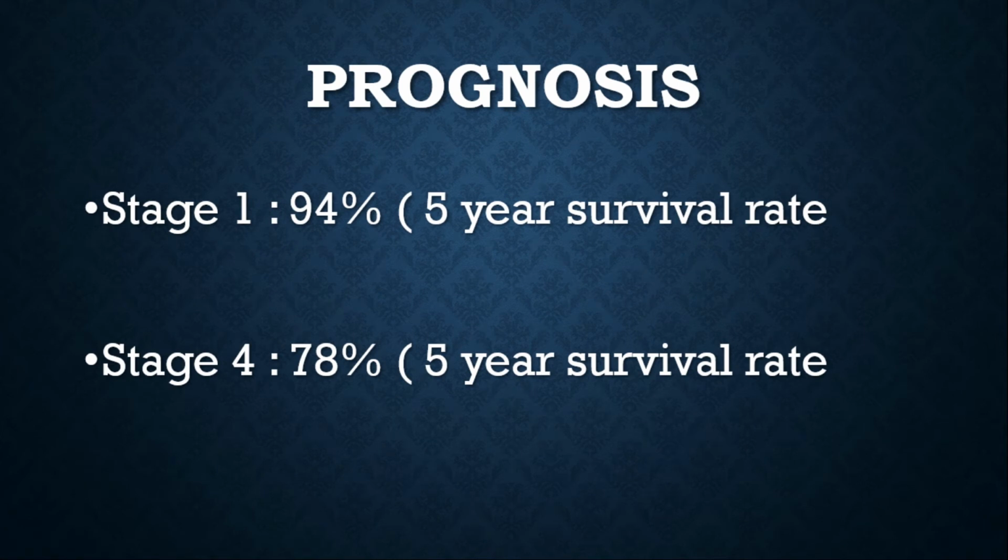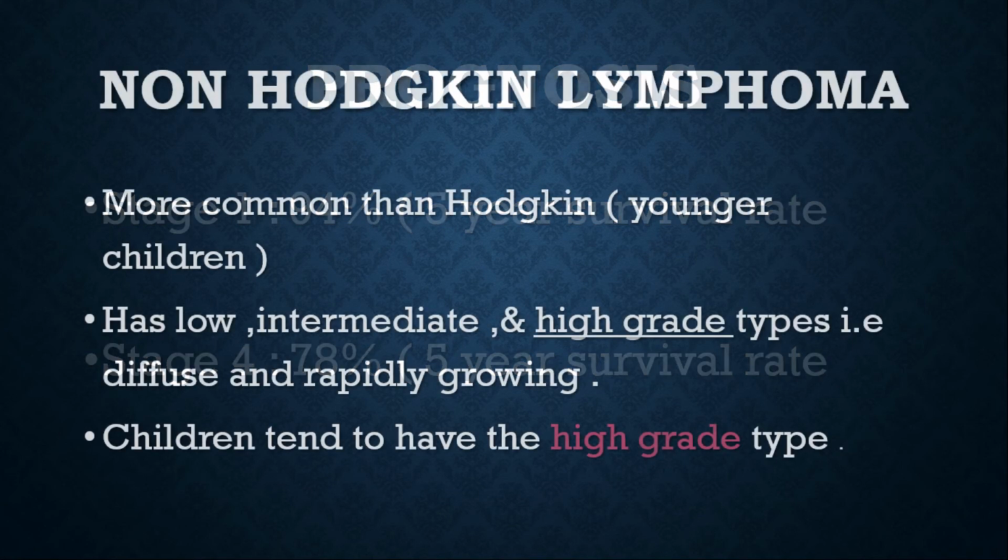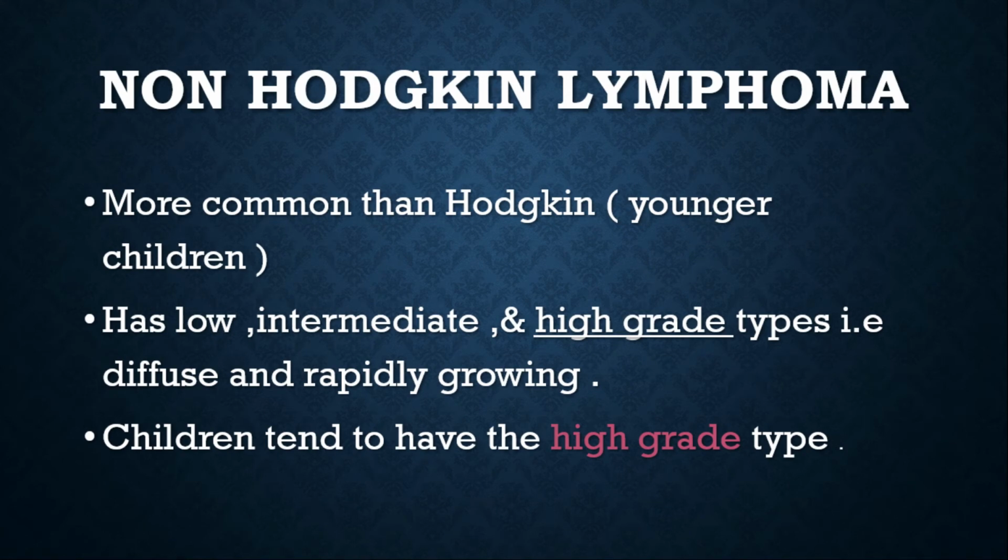The prognosis, generally, it is good. The 5-year survival rate in stage 1 can go up to 94%, and it goes down to 78% 5-year survival rate in stage 4. Now it is time for the non-Hodgkin lymphoma.